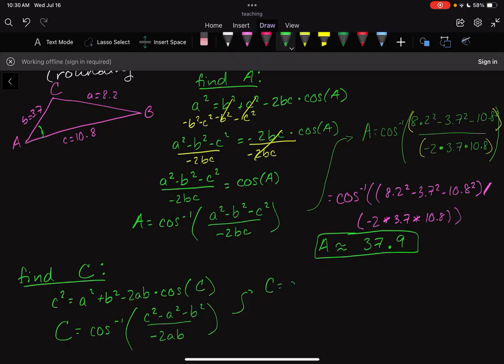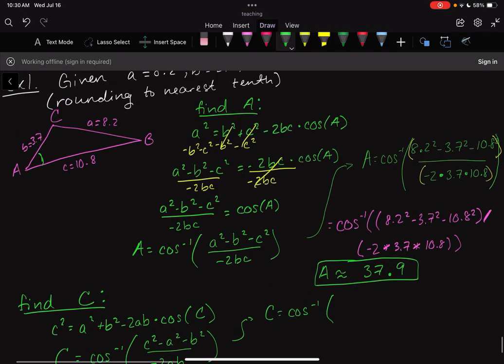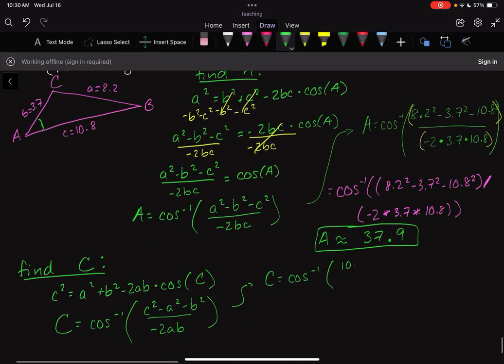So I get C is equal to cosine inverse, and now I'm going to plug everything in. So my C was 10.8 minus my A, which was 8.2, minus my B, which is 3.7, over negative 2 times 8.2 times 3.7. And when I put this in the calculator, I'm going to do some extra parentheses here.